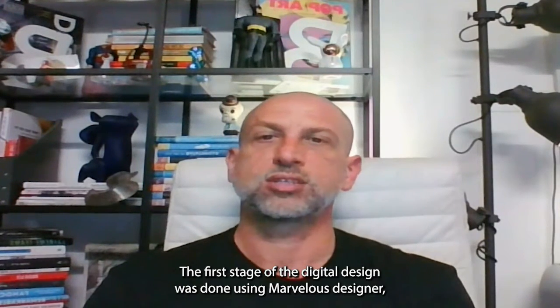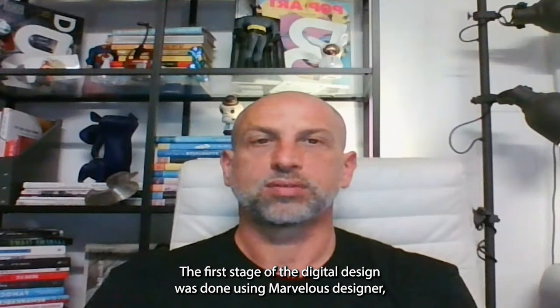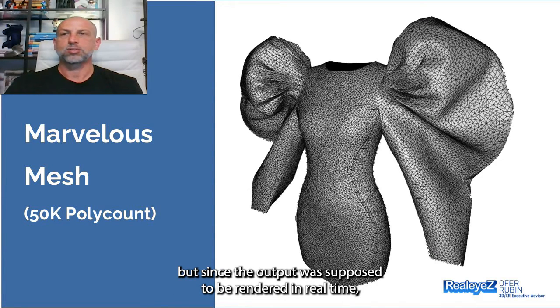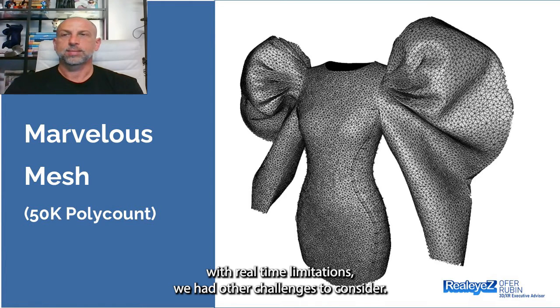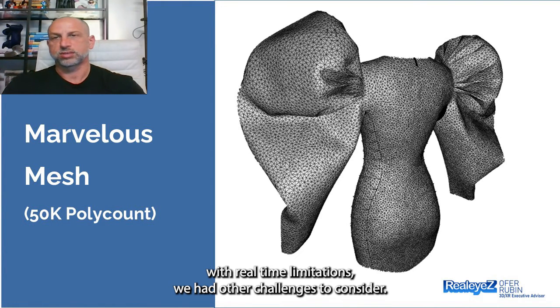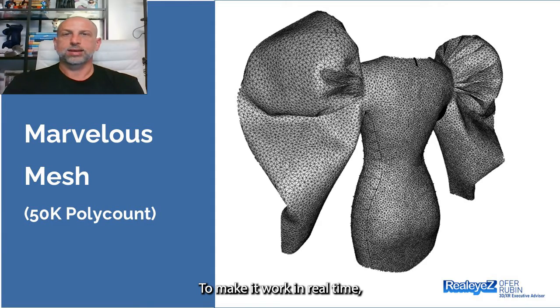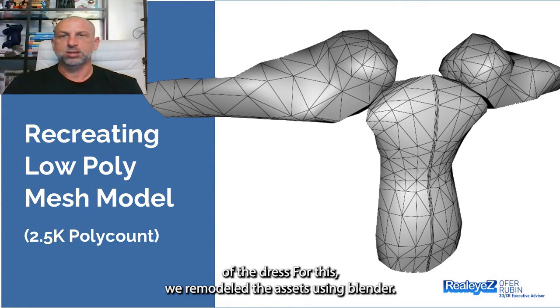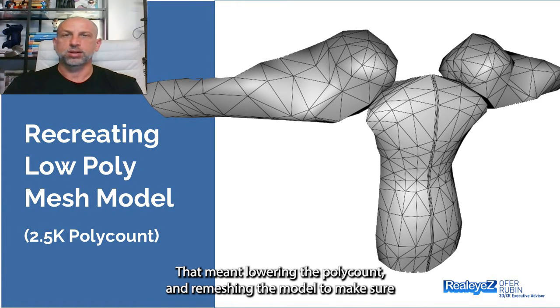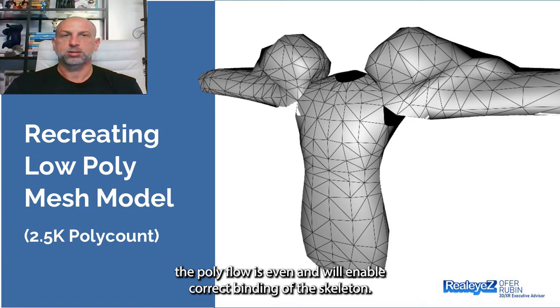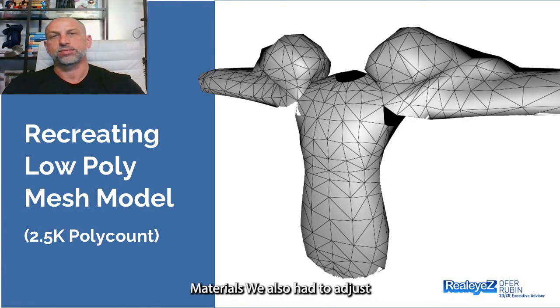The first stage of the digital design was done using Marvelous Designer, but since the output was supposed to be rendered in real time with real-time limitations, we had other challenges to consider. To make it work in real time, we had to create a low-res version of the dress. For this, we remodeled the assets using Blender. That meant lowering the poly count and remeshing the model to make sure the poly flow is even and will enable correct binding of the skeleton.